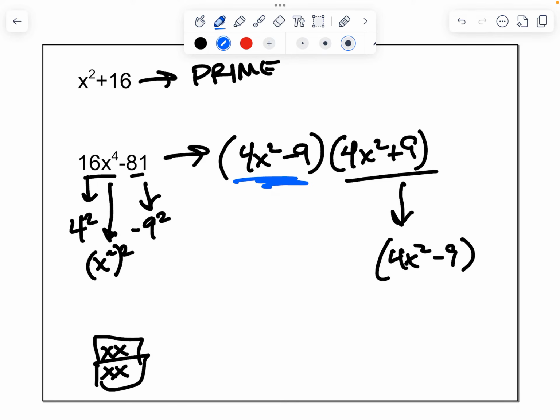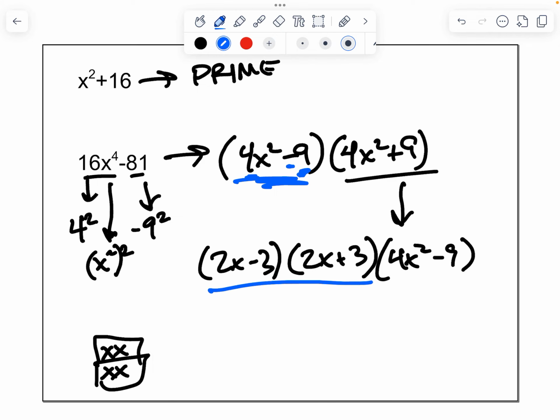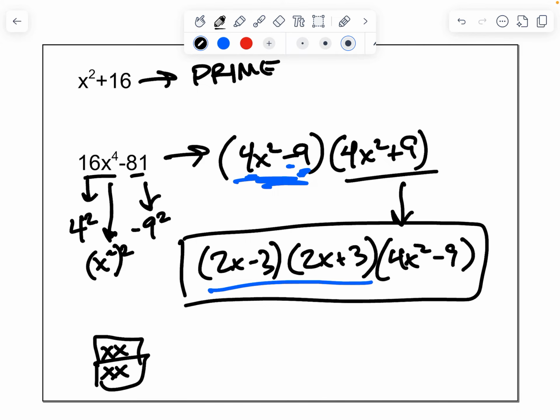So this one right here. It is a difference. That's a perfect square, and that's a perfect square, so I think you can break that down even further. If you do the square root of everything there, you get 2x minus 3, 2x plus 3. So the part that I underlined in blue factors down into that. And this is going to be my final answer, the completely factored expression.